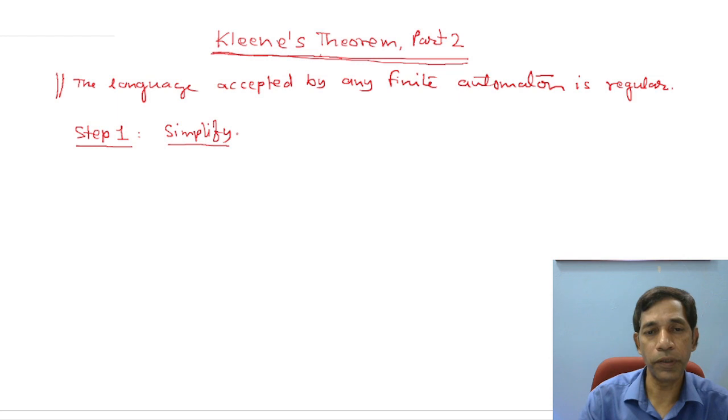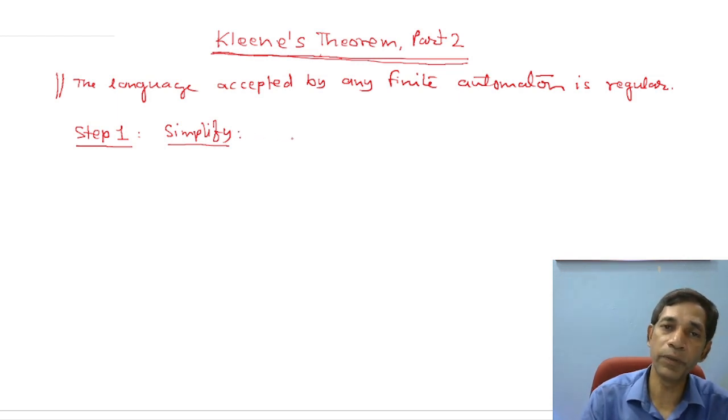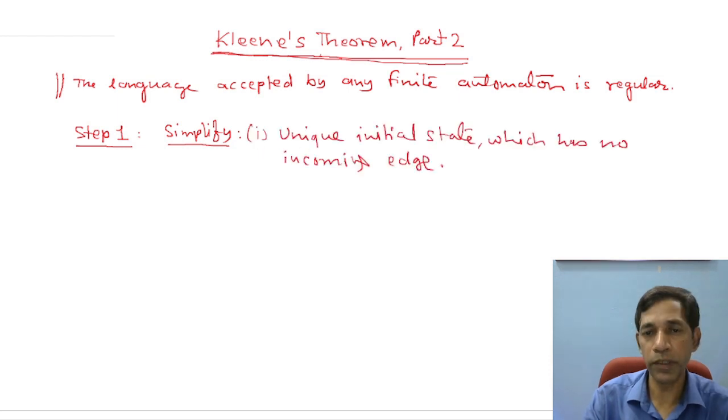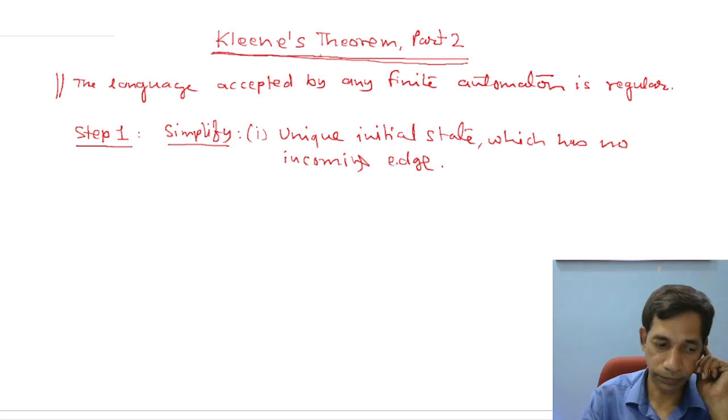So what is simplification? If you are given an FA, and that FA has more than one start state, or initial state, the initial state or start state is the same. When the FA has more than one initial state, then what do we need? We need to obtain a unique initial state, which has no incoming edge.